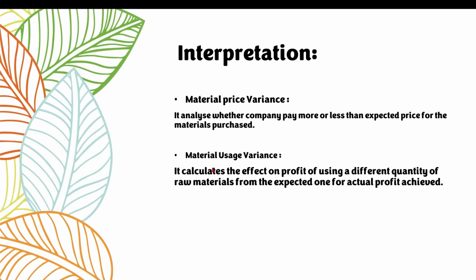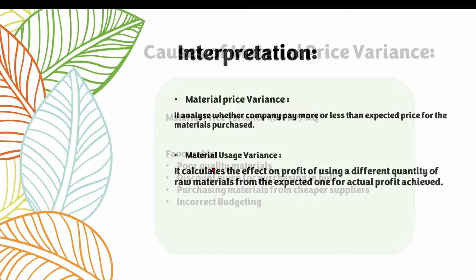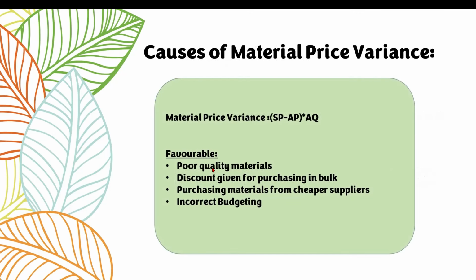Again, if the situation is better, then it will be favorable, and if worse, in that case it will be adverse. Now let's understand what causes the material price variance. The formula is here. If we buy poor quality material, then its price will be lower as compared to the expensive ones.